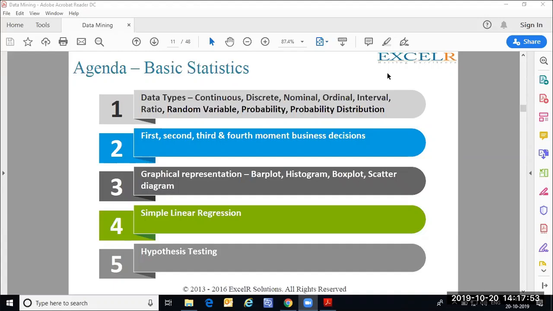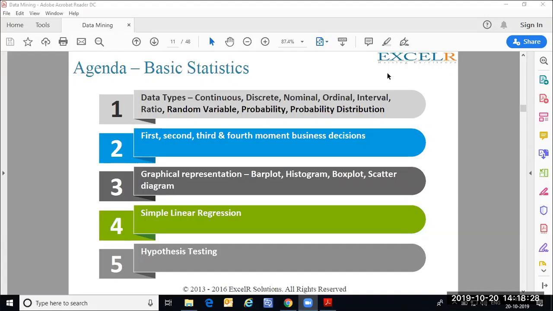And alongside data types and measurement scales, we will be discussing random variables, probabilities, probability distributions, and various types of probability distributions. And then we will start with measures of central tendency, which is about mean, median, mode, and measures of dispersion. Why can't we just rely on measures of central tendency? Why do we need to look at the dispersion measures as well to get more insights about the data?